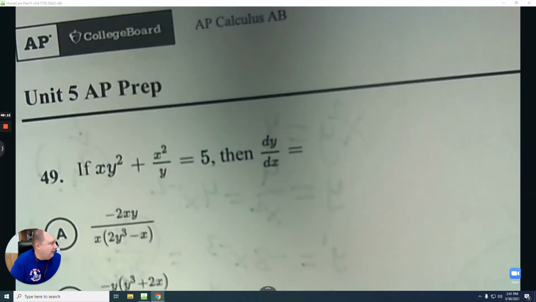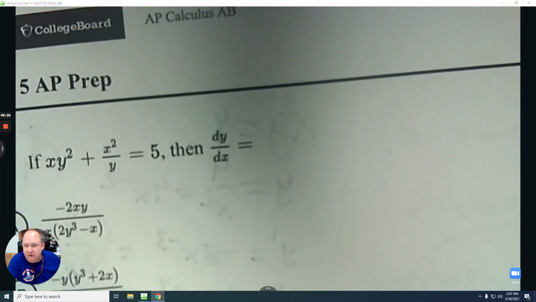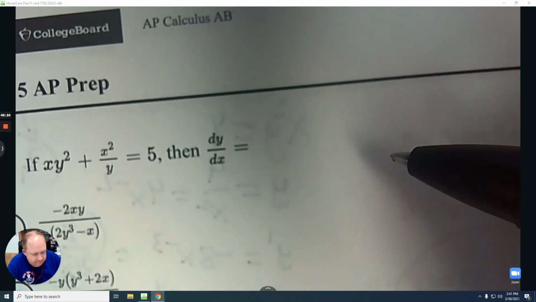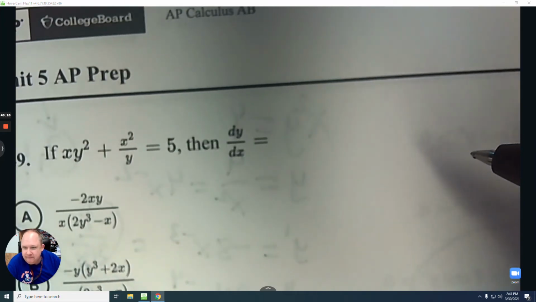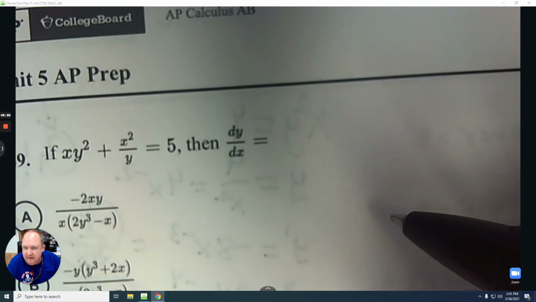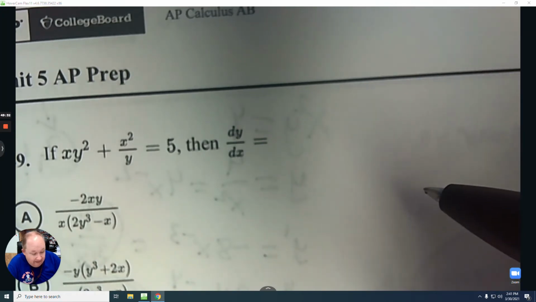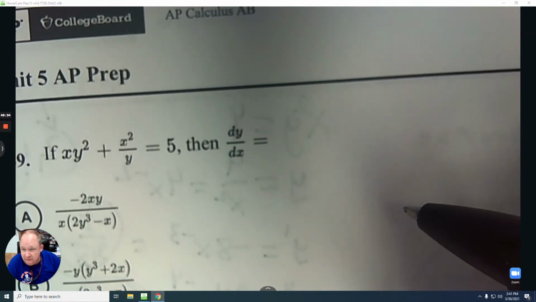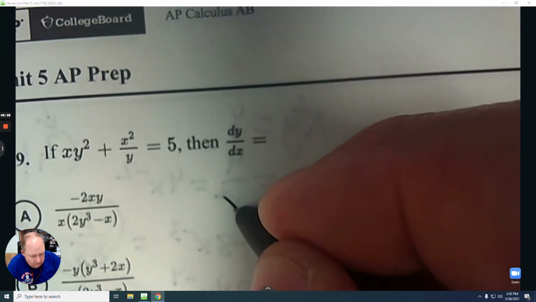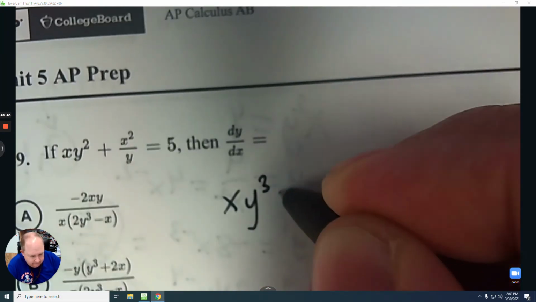In number 49, you're given an equation and asked to find the derivative of that. And what we need to do, I think, well, let's do it this way. I got to be able to do different rules here to make this work. I think it's going to be easier if I multiply everything times y. I'm going to try that.